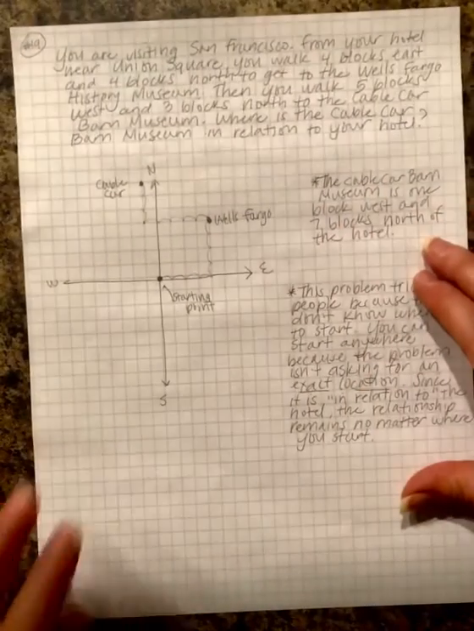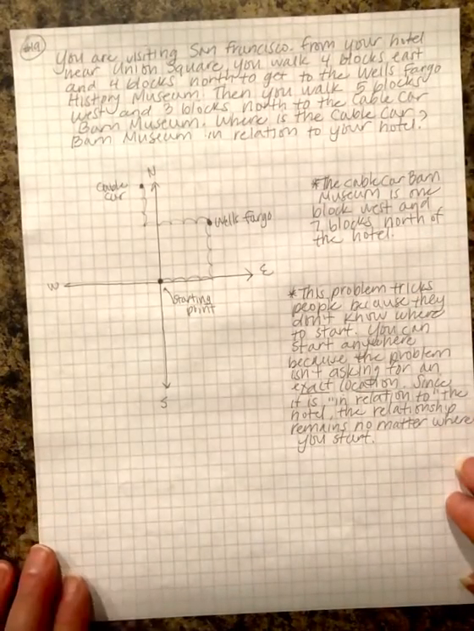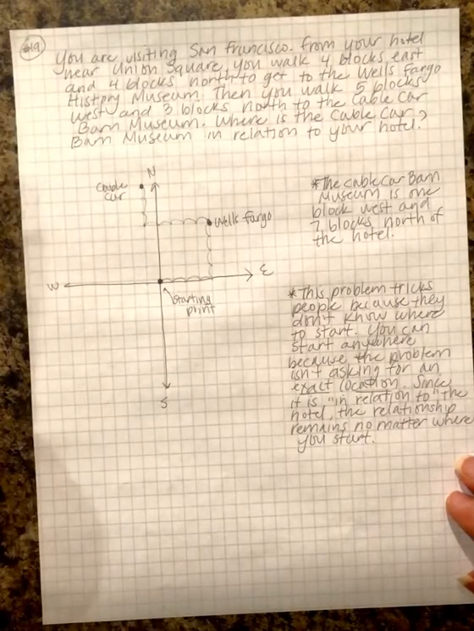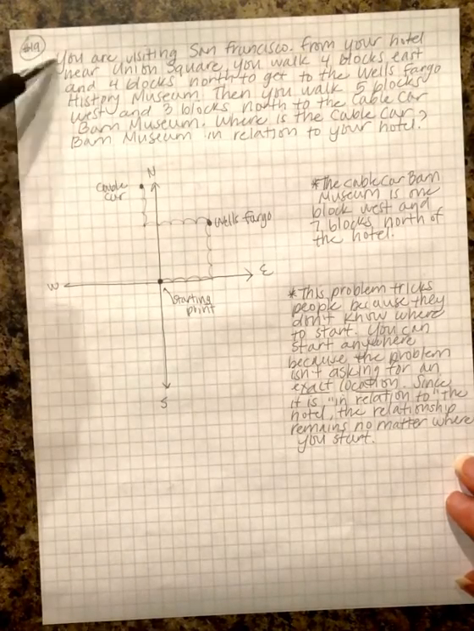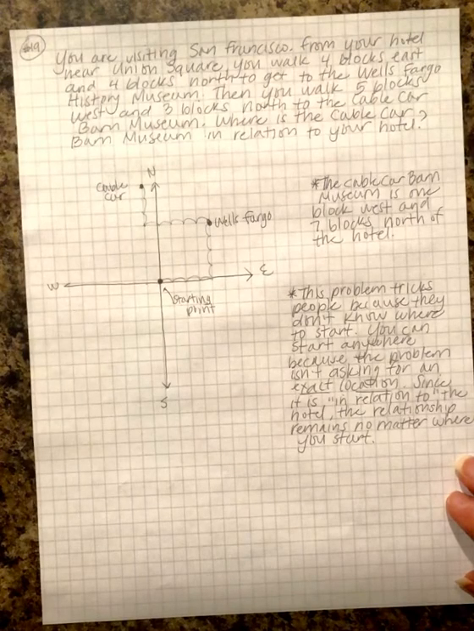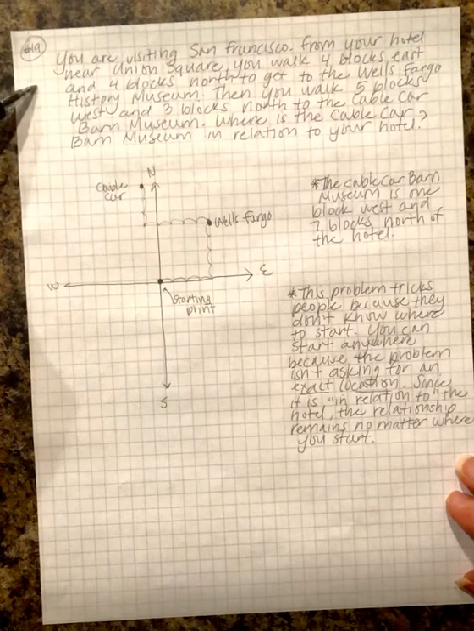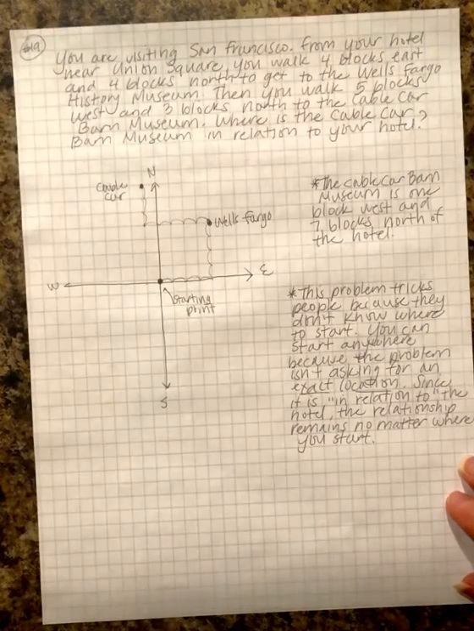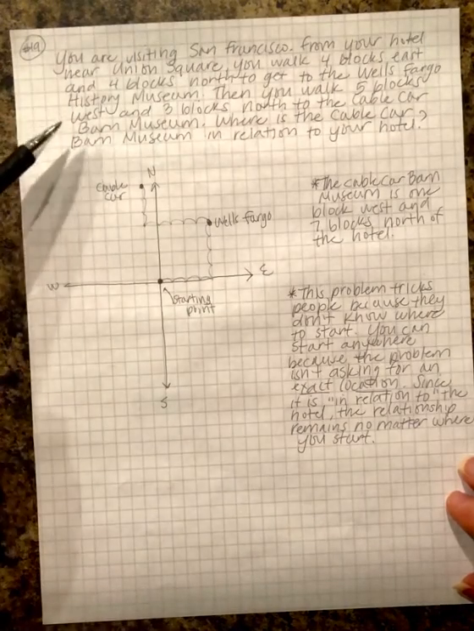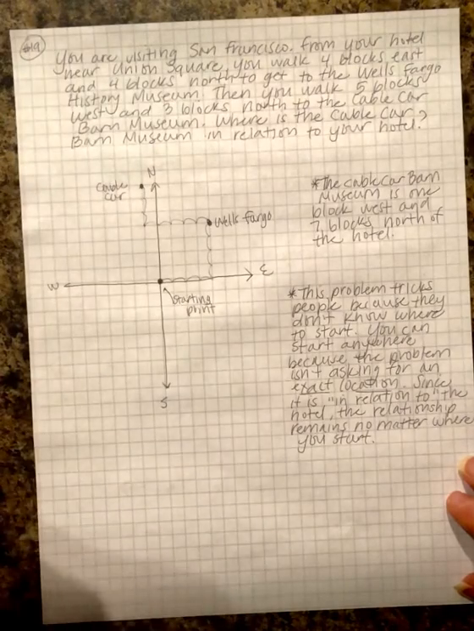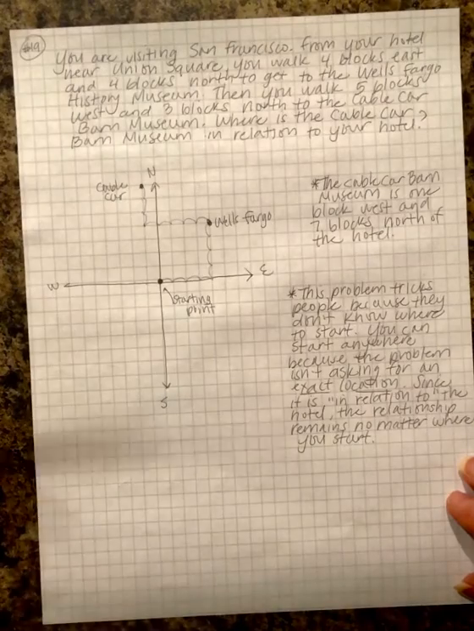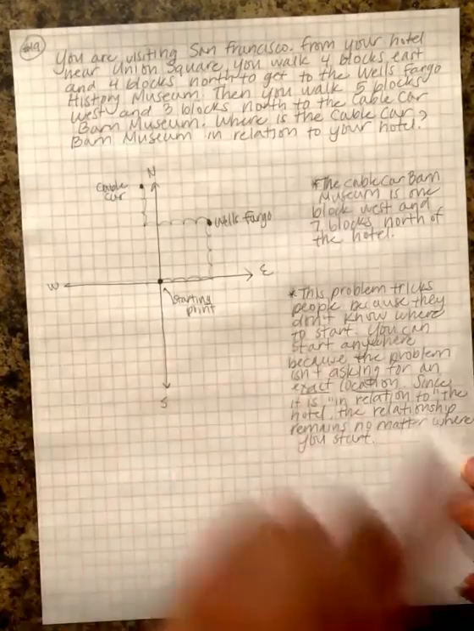I'm going to flip this over and just give an example of one word problem that was in the book. It was number 19, but I didn't write down the page. It's somewhere there in 9-1. So the problem was you are visiting San Francisco. From your hotel near Union Square, you walk 4 blocks east and 4 blocks north to get to the Wells Fargo History Museum. Then you walk 5 blocks west and 3 blocks north to the Cable Car Barn Museum. Where is the Cable Car Barn Museum in relation to your hotel?